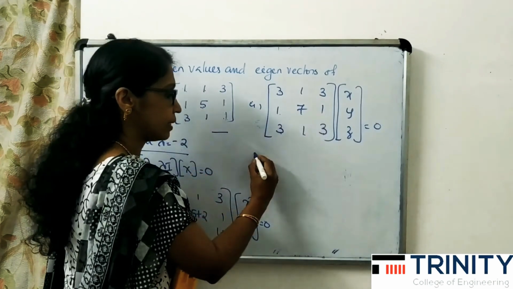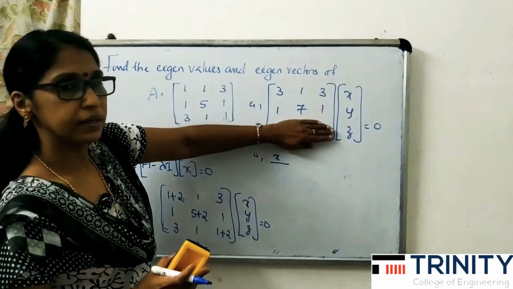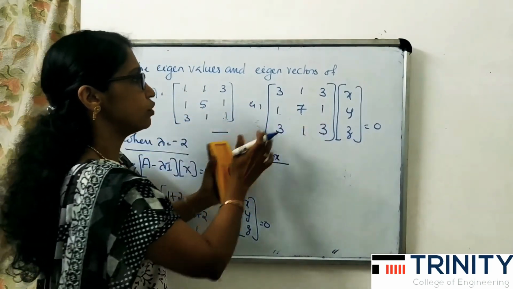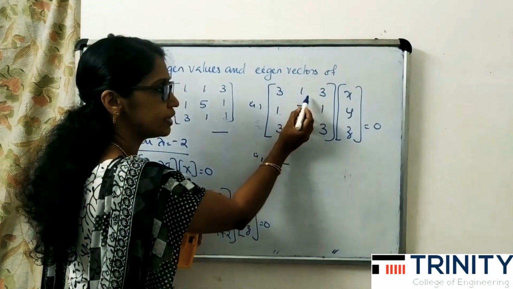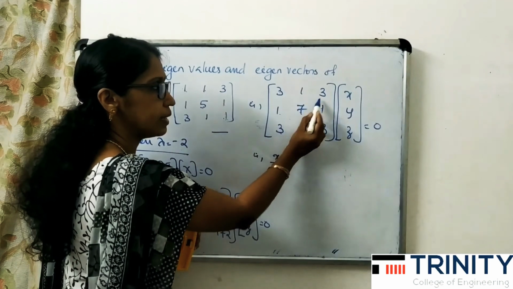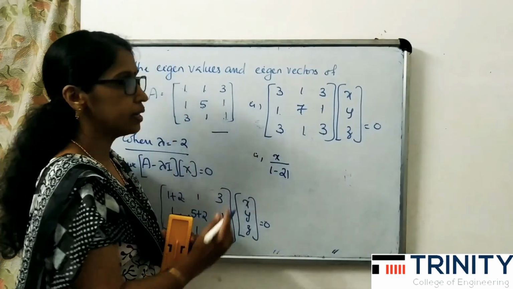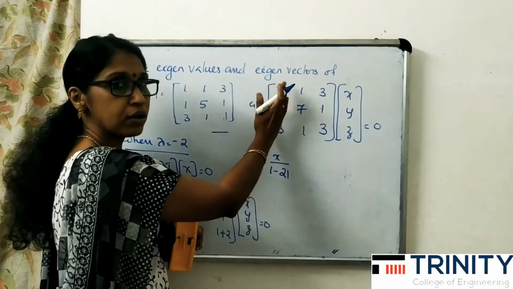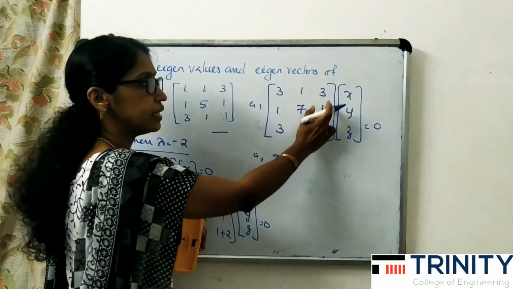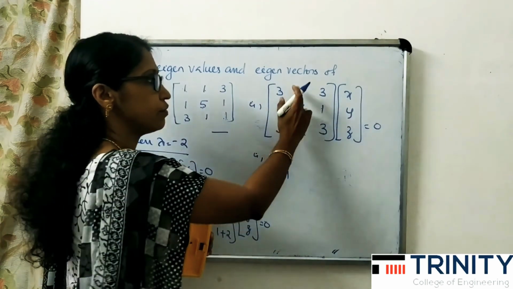Okay, so I am writing here, x divided by, we have to find out the determinant of this value. That is 1 into 1, 1 minus 21, 1 minus 21. That is, we have to omit the coefficient of x and find out the determinant of this matrix. Okay, we have to find out this determinant.